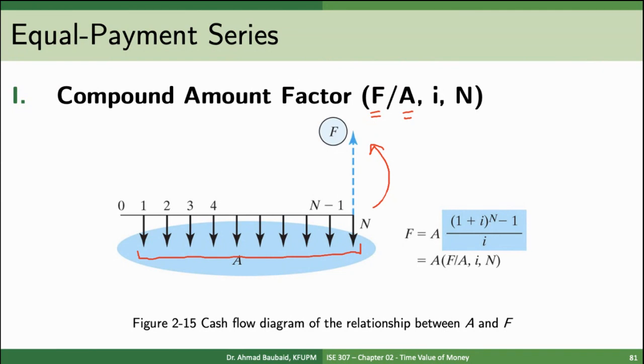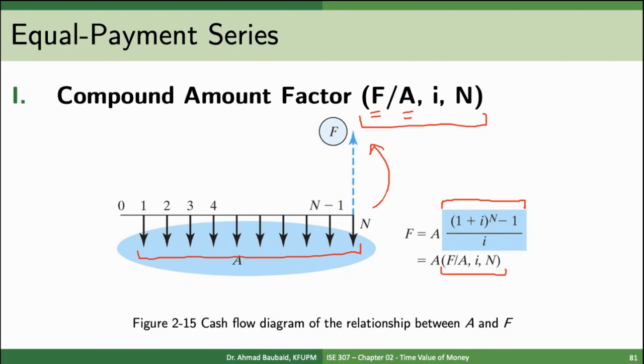What is the formula for finding this? I told you we're going to have nice and simple formulas, and this is what it is. This is the compound amount factor for the equal payment series. You multiply that by the value of A, which is the individual payment, and you get your F. So this is exactly the factor that I've written here.